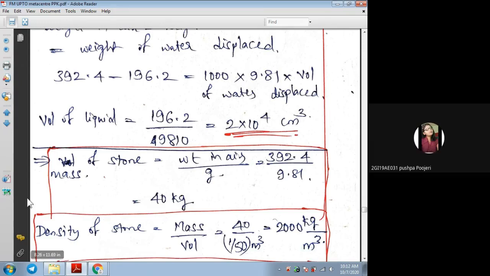And how did you get that 1 by 50? That's what I'm asking you. Convert this 2 into 10 raised to 4 centimeter cube into meter cube. How much are you getting? You tell the value. Okay, sir. Don't take 1 by 50. That's what I'm telling you. I have written here 1 by 50. Whether you are getting a 1 by 50 ratio is the same with respect to 2 into 10 raised to 4 centimeter cube in meter cube, whether both values are the same. That you check.